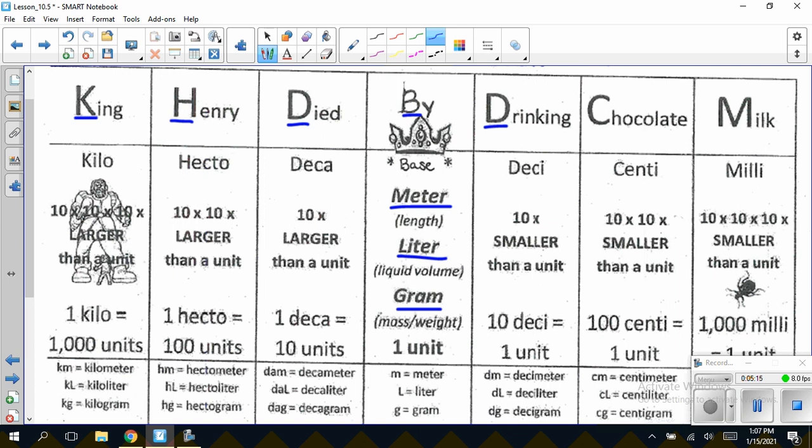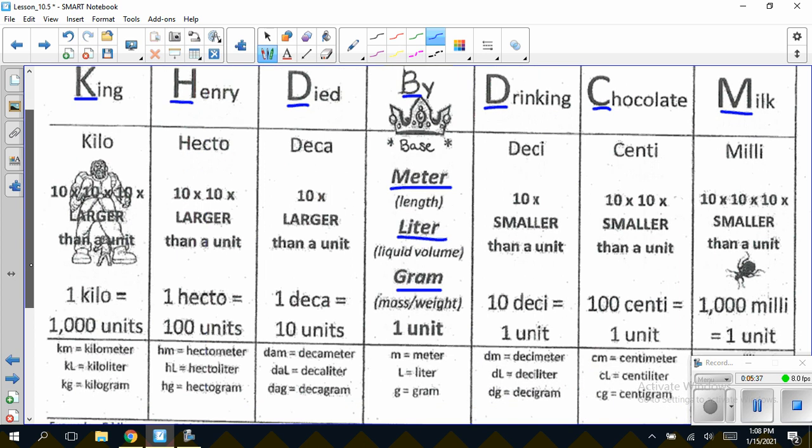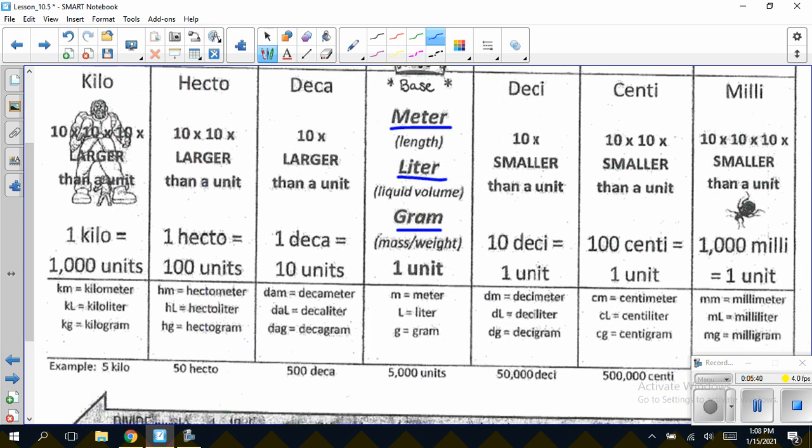Then for the chocolate, centi, that would be 100 times smaller than your base measurement. So again, using the meter stick, you would have 100 centimeters in 1 meter. And then finally, the milk for milli. So millimeters, again, let me scroll up here to see the bottom of this. A millimeter, it takes 1,000 of those to create your meter. So if you would look at a meter stick, all of those little lines that you see on the stick, that is representing 1 millimeter.